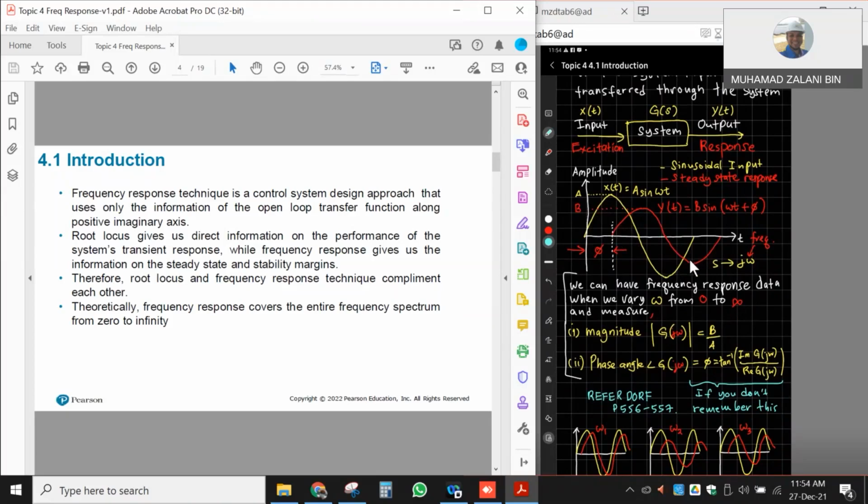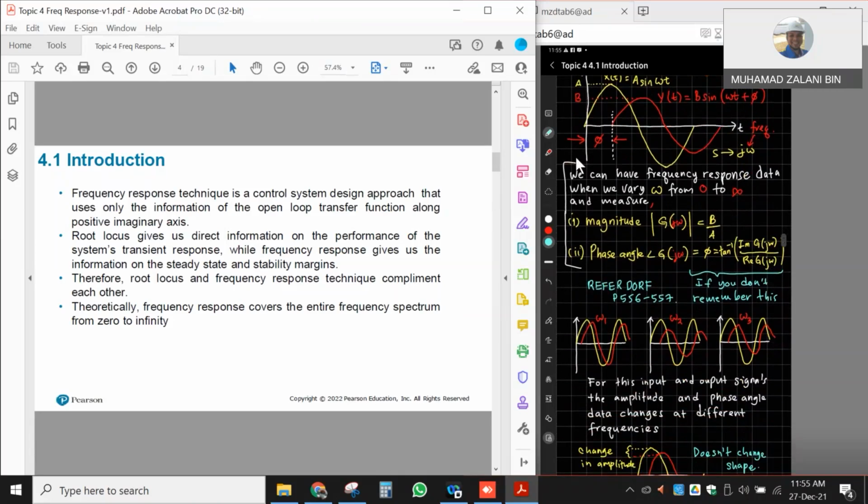The properties that change are the amplitude at the output or response, and also the phase angle of the sinusoidal waveform at the output. What is the property that doesn't change? Here we see clearly that omega doesn't change. The frequency doesn't change, but the properties that change are only the amplitude and phase angle of the system.